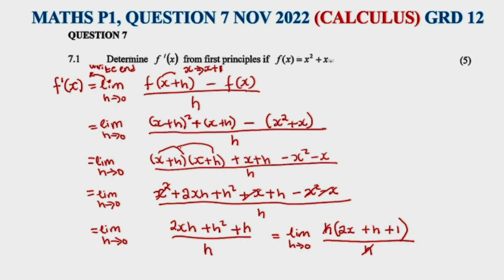Therefore, h and h would cancel out. Then I'm going to continue up here, guys. H and h would cancel out. Therefore, what I will be left with is the limit as h approaches 0 of 2x plus h, plus 1. Therefore, now as h approaches 0, I'm going to have 2x plus 1.